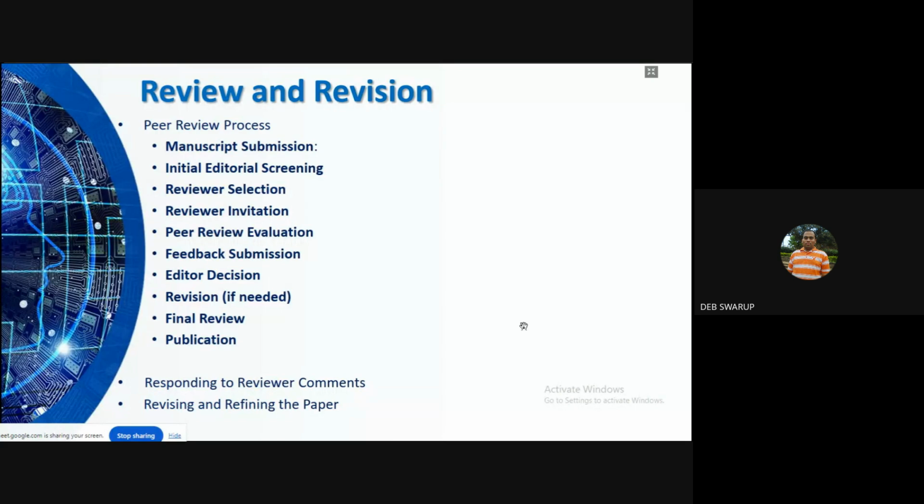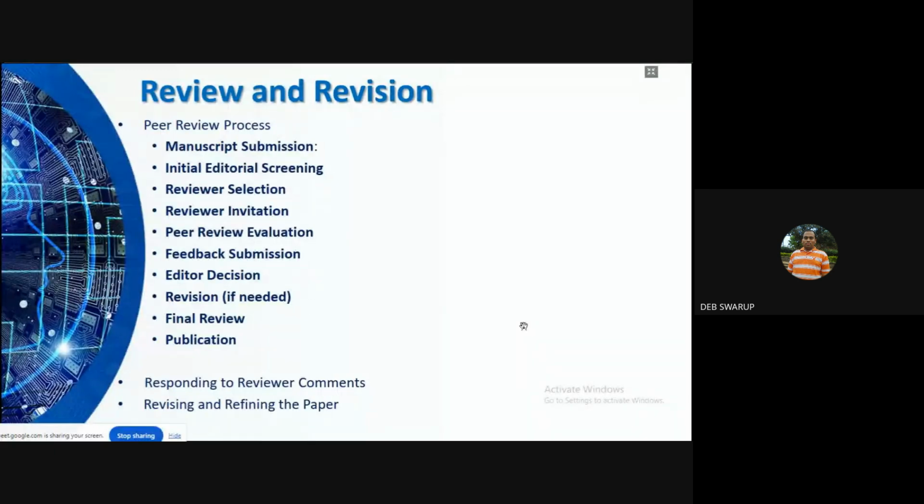Clear? Then revision if needed. So these revisions are there, though minor or major, but certain revisions will be there. Then the final review will be sent. The paper will again be sent to those particular reviewers, if they have accepted the criteria that they will require to see the revised manuscript.